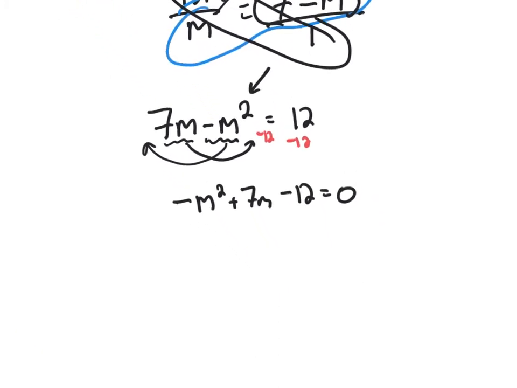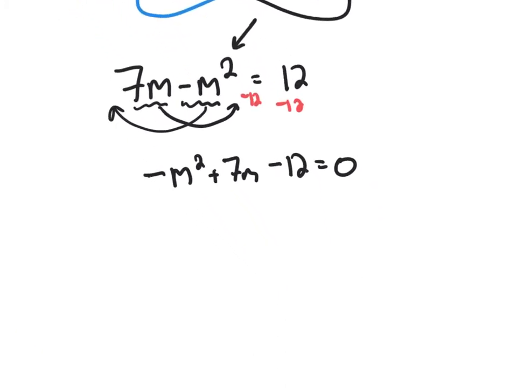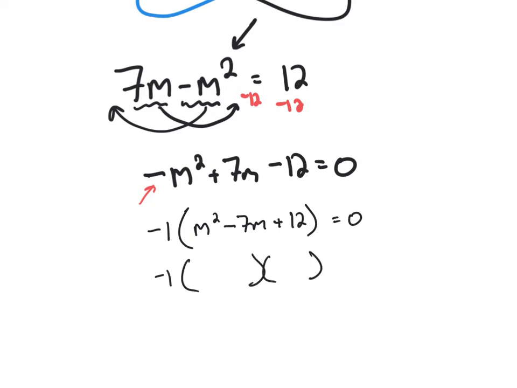Okay, now we're going to try to factor this thing down. If there's ever a negative, I'm going to pull the negative out first. So I'm going to pull a negative 1 out, and then I'm going to have m squared minus 7m plus 12, because I pulled a negative out of everything, equals 0. All right, let's see if we can factor this thing down. Can we think of any two things that multiply to positive 12 and add to a negative 7? How about negative 4 and negative 3?